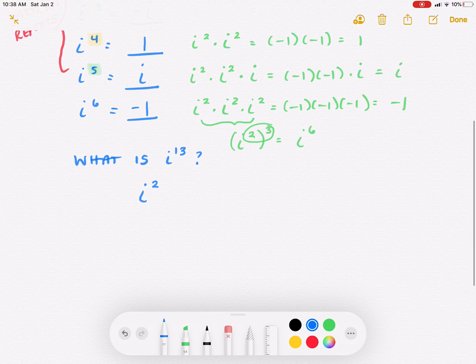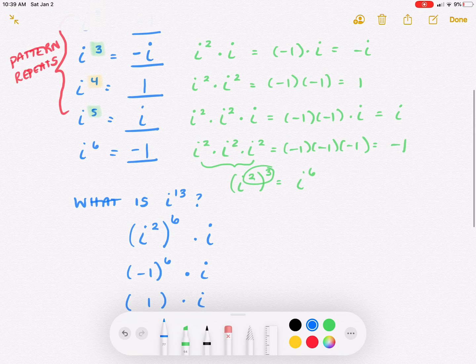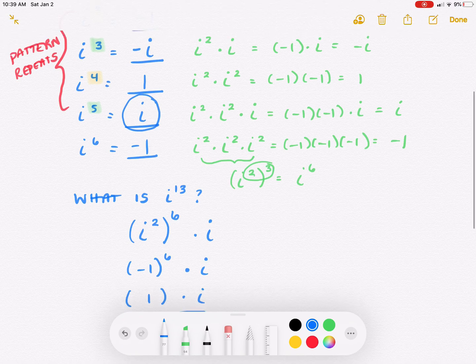i to the 13th is i squared. Well, how many times does 2 go into 13? And it goes in 6 whole times. So what we're doing is we're basically saying that this is like i squared times itself 6 times, okay? And so that's only going to make i to the 12th. So we're going to need to multiply by an extra i to make i to the 13th. So this is like taking -1 to the 6th power times an i. Well, -1 times itself 6 times is going to be a positive. And the result is going to be a +i. So i to the 13th is really the same thing as i to the 5th.